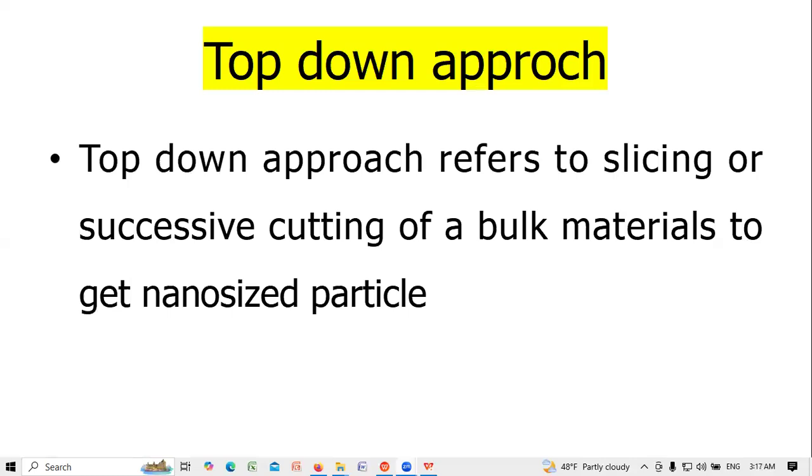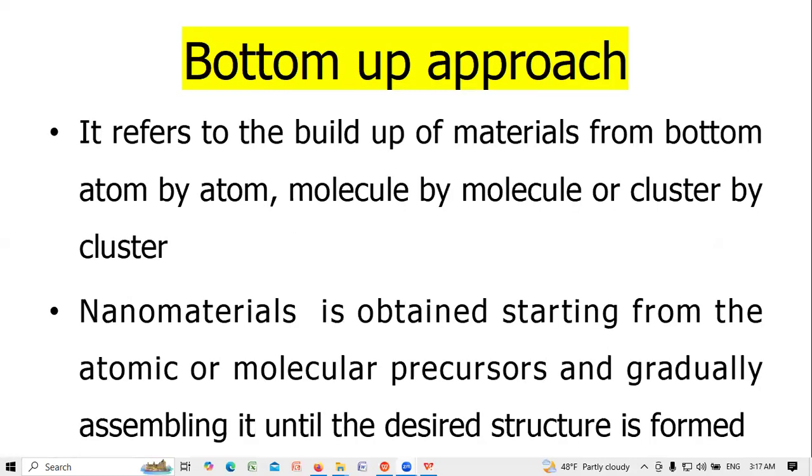Top-down approach refers to slicing or successive cutting of bulk materials to get nano-sized particles. Just the opposite, the bottom-up approach refers to the build-up of materials from the bottom, atom by atom, molecule by molecule, or cluster by cluster. Nanomaterials are obtained starting from atomic or molecular precursors and gradually assembling them until the desired structure is formed.